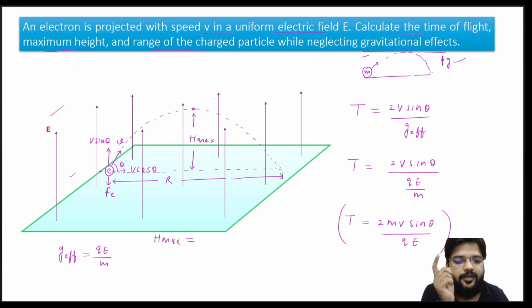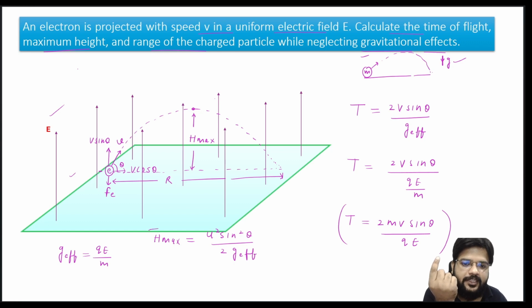So when I write the maximum height, we need to write u square sin square theta, because right now the upward velocity is u sin theta. So we need to write u square sin square theta by 2g effective. All right, and the g effective value we already know. This is the h max.